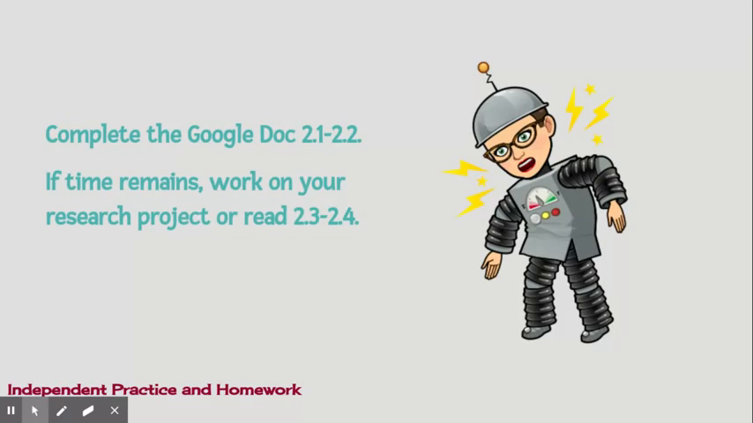What you're going to do now is you're going to open up the 2.1-2.2 post in Google Classroom and complete the Google Doc for 2.1 and 2.2. If any time remains for you to work on it after you finish, you can work on your research project or read sections 2.3 and 2.4. If you do not finish the assignment by the time the time is called or by the time the period ends, you will need to do so for homework.